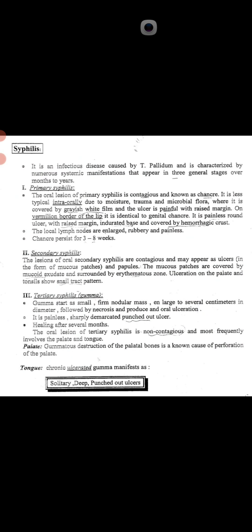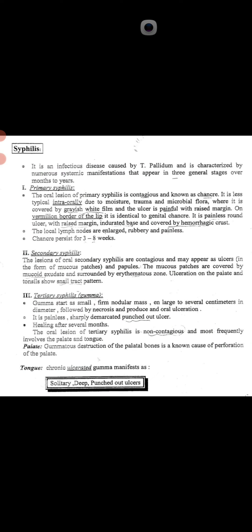Now come to tertiary syphilis. In tertiary syphilis, the ulcer which is formed is known as gumma. Gumma starts as a small firm nodular mass, enlarges to several centimeters in diameter, followed by necrosis, and produces oral ulceration. It is painless, a sharply demarcated, punched out ulcer, healing after several months. The oral lesion of tertiary syphilis is not contagious, unlike primary and secondary, and most frequently involves the palate and tongue.